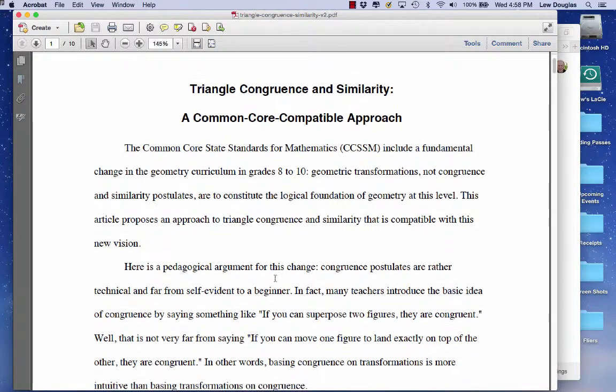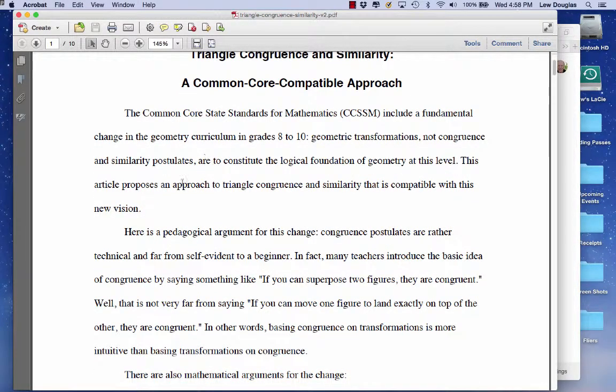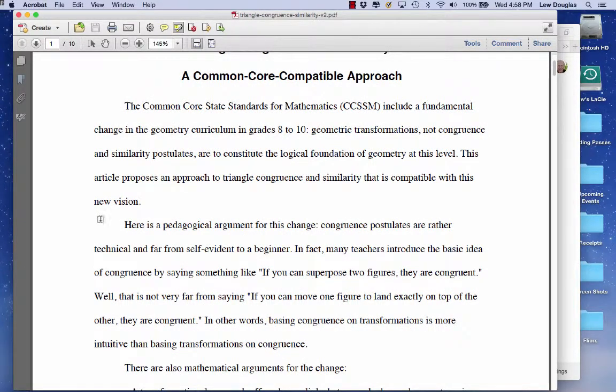I'm going to skim through some of this. I want to get my highlighter here so I can highlight some stuff as we go through. So, this is the important part. The Common Core includes a fundamental change in the geometry curriculum. And what the change is: geometric transformations, not congruence and similarity postulates.